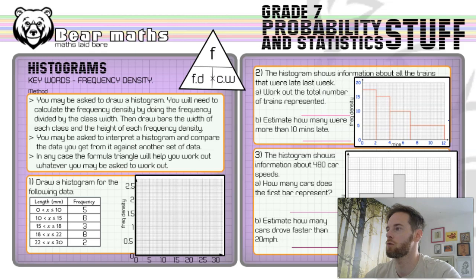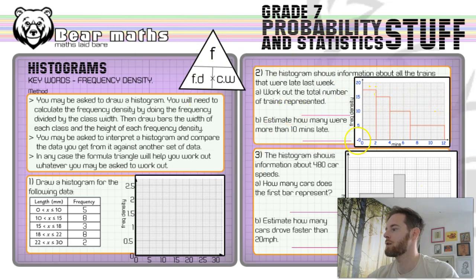It works like any other formula triangle. So you might be asked to draw a histogram. You will need to calculate the frequency density, if you're going to draw one, by doing the frequency divided by the class width. Then you draw the bars, the width of each class and the height of each frequency density. The bars will be different widths, they'll be joined together, unlike bar charts. And you may be asked to interpret a histogram and compare some data that you get from one to another. In any case, the formula triangle will help you work out whatever bit of missing information it is that you've got to work out in the question.